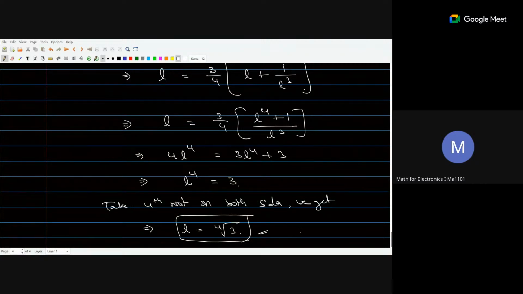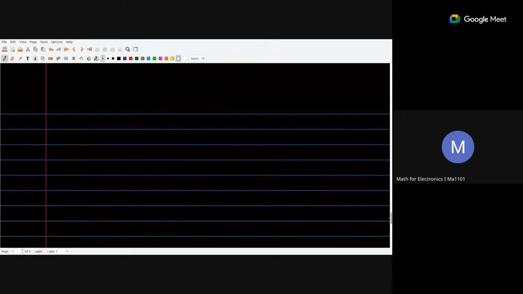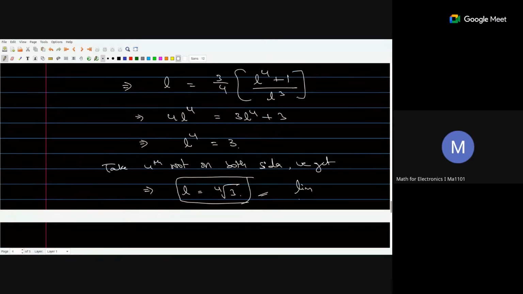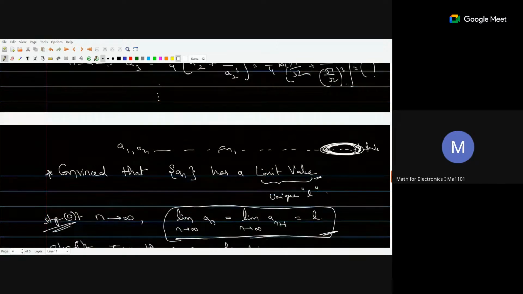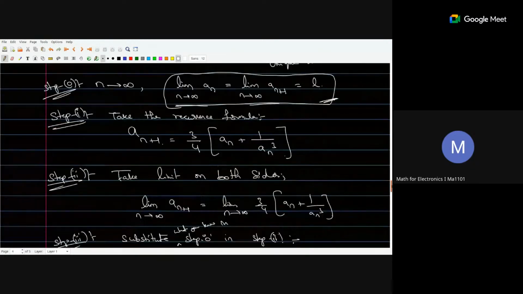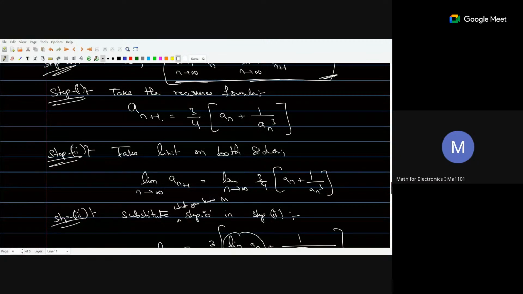So what does this say? L is equal to the 4th root of 3 means that limit n tends to infinity, this a n is equal to the 4th root of 3. So what I got is that this particular recursion sequence, which is given to me, is actually converging to the 4th root of 3, and it is a unique value. So if it is going to a unique value, then I can say this sequence is a convergent sequence.